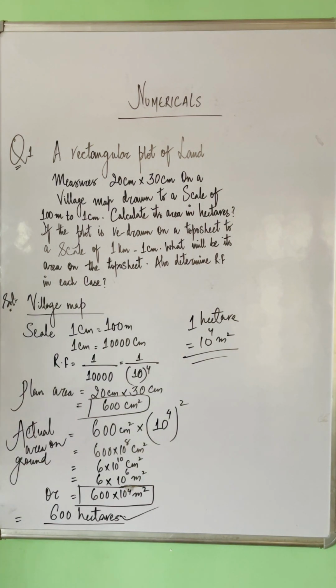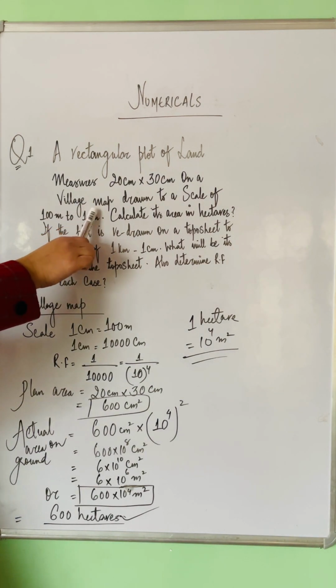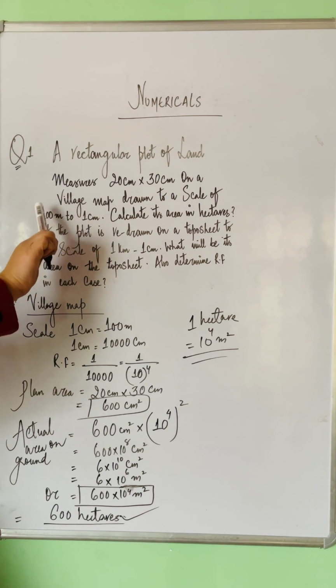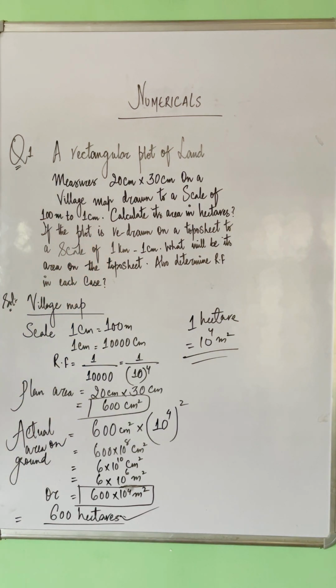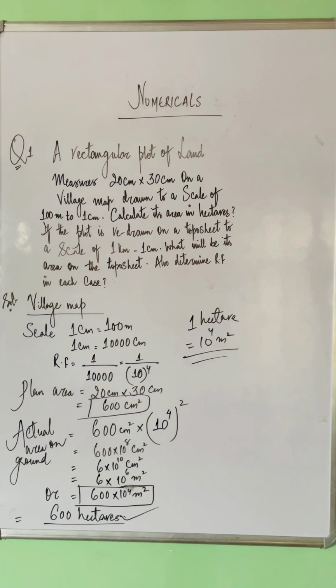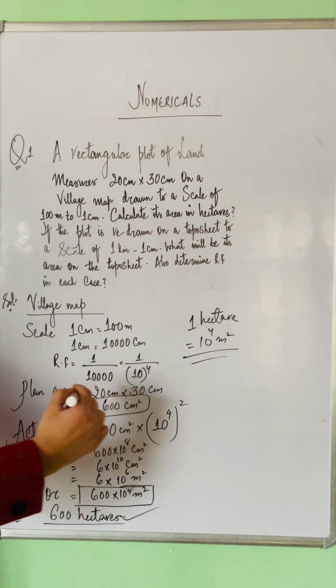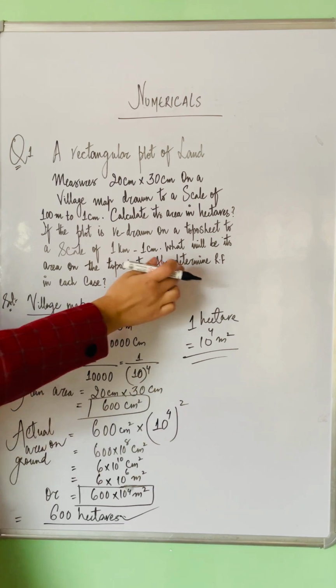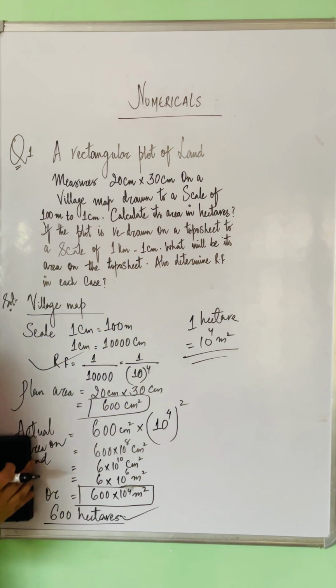Now there is another part of the question and it says if the plot is redrawn. It was made on a village map first to a scale of 100 meter to 1 centimeter, right? Now the plot has been redrawn on a topo sheet with a scale of 1 kilometer to 1 centimeter. Now what will be its area on the topo sheet? Right? We have determined RF in this case village map. Already done. Now we have to do it for the topo sheet. Let me rub it first.